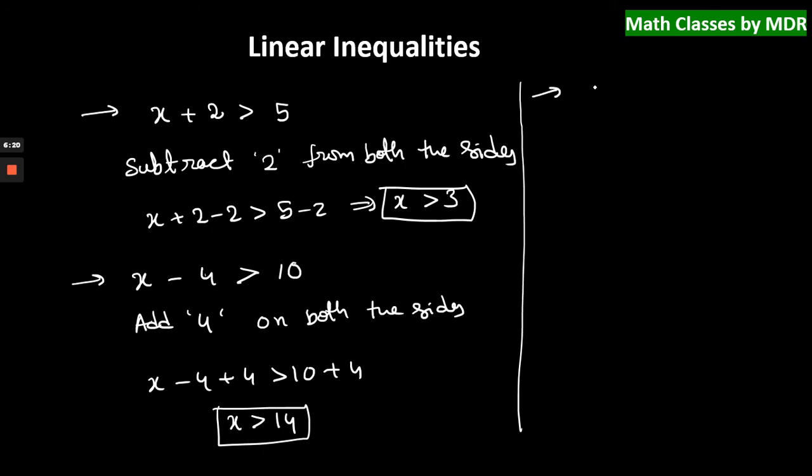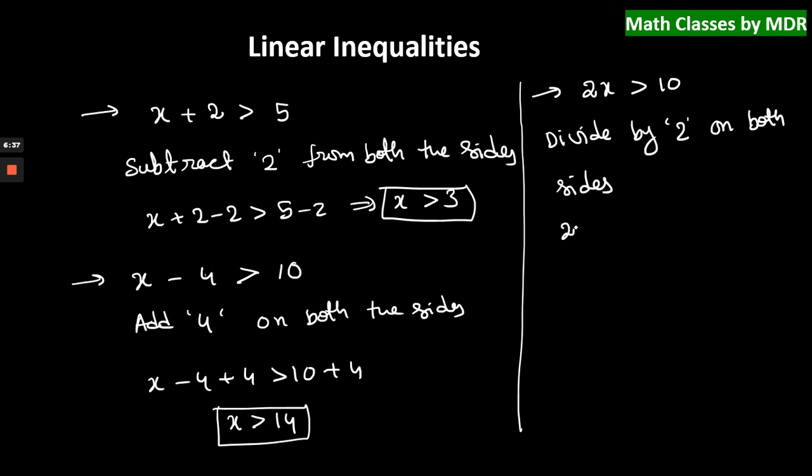Let's take one more. We have 2x greater than 10. Now just divide 2 on both the sides, so you'll get 2x by 2 greater than 10 by 2. You may have an equal sign also, greater than or equal to; then the same sign will continue. So x is greater than or equal to 5.